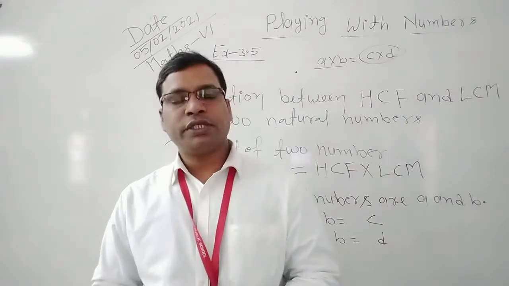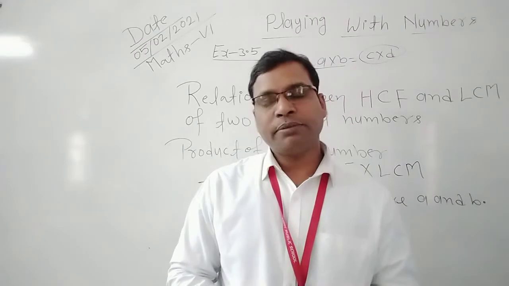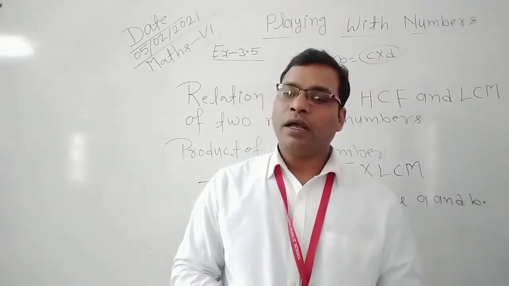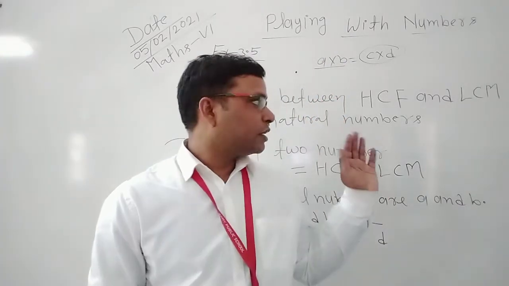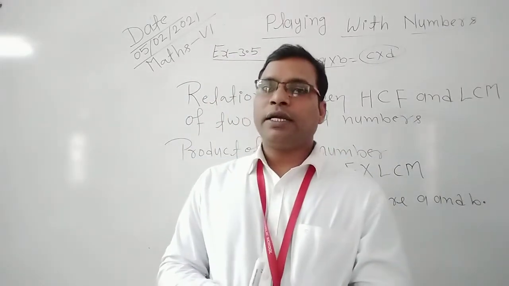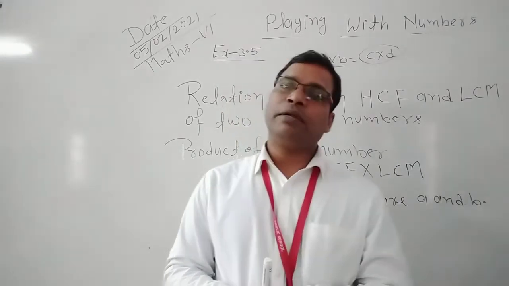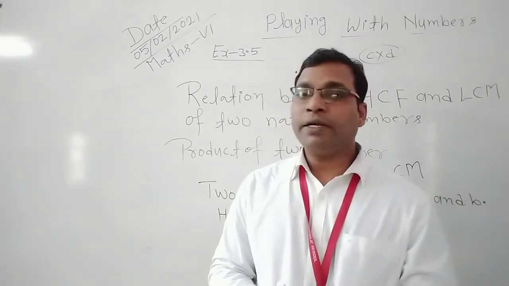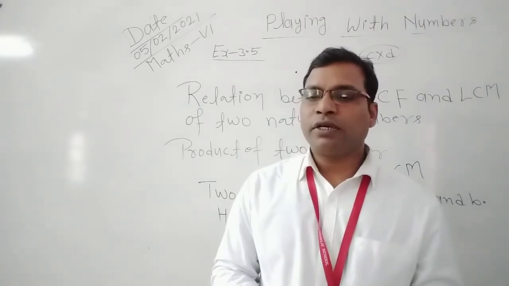Students, in this question, HCF is given 6, LCM is given 840, and one number is given 42. We need to find the other number. In this lesson we already discussed that if your first number is given and LCM and HCF are also given, you need to find the second number. So you can write: other number is equal to the product of HCF and LCM of two numbers divided by the first number.